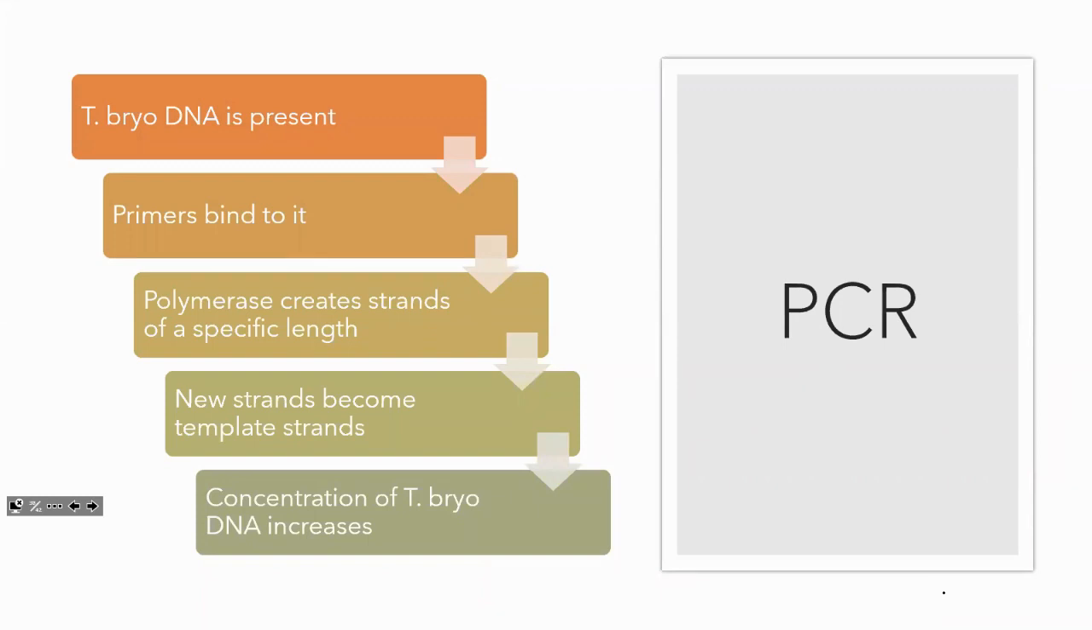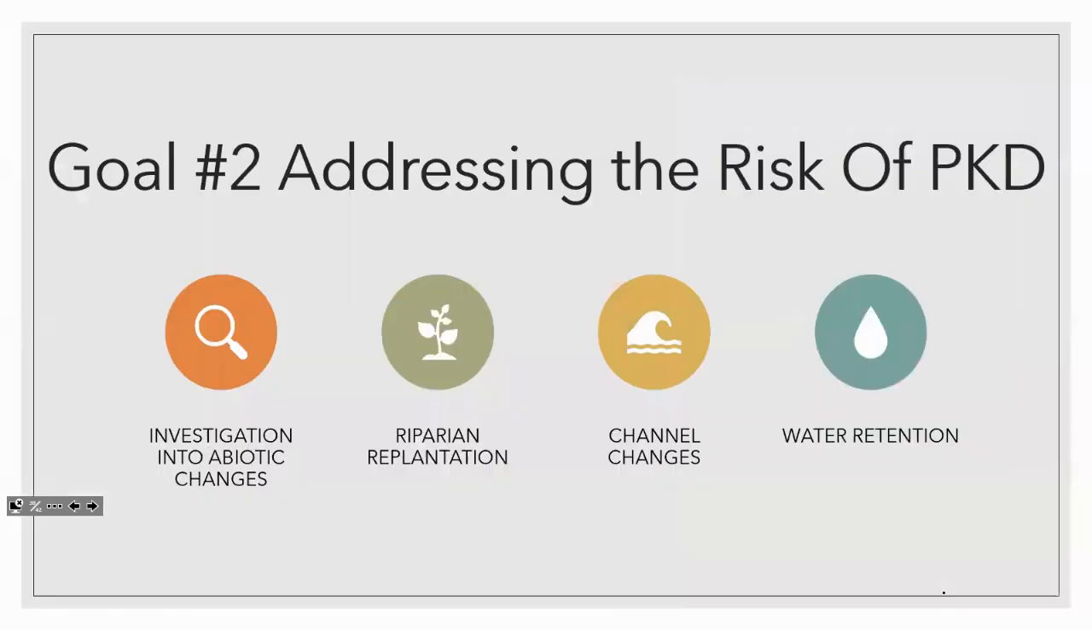Basically, T. bryo is present in a sample. Primers bind to only that T. bryo DNA. A polymerase creates strands of specific lengths. That's the copying process. New strands become template strands for the polymerase to work on. And eventually, the concentration of the DNA will increase. It's a complicated subject, but I hope that helped you all understand it a little better. Basically, it's a way to detect and quantify the amount of DNA in the environment.